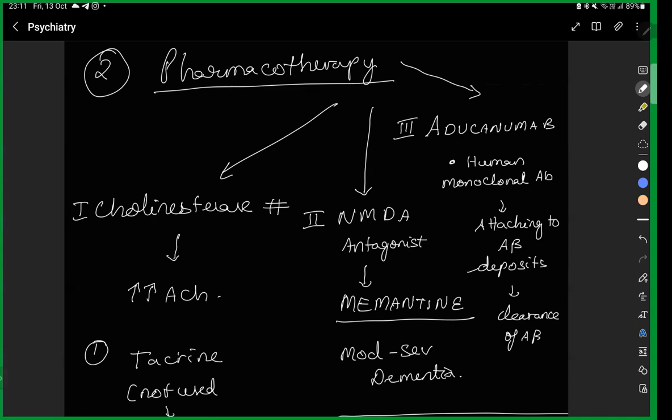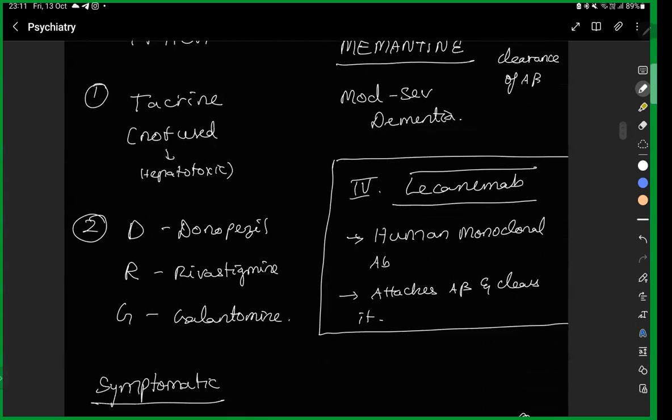Out of this, the fourth one is going to be lecanemab. This is also a monoclonal antibody that attaches to your A beta and clears it. So this is the specific treatment according to the pathology. You have various signs and symptoms, right? So we have to give a symptomatic treatment.